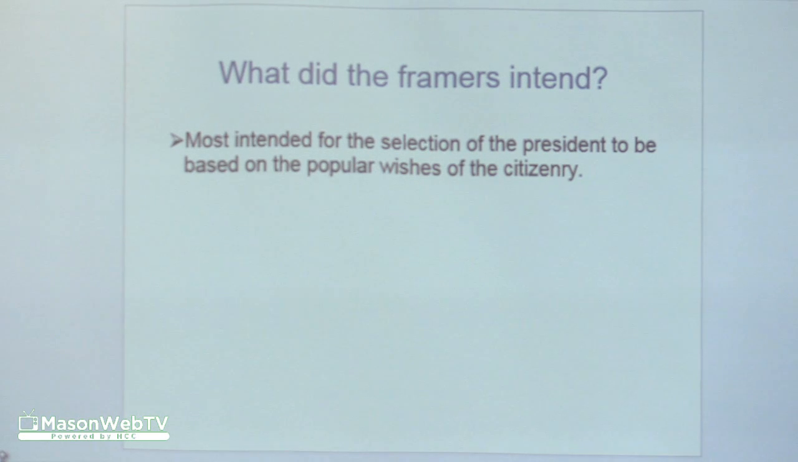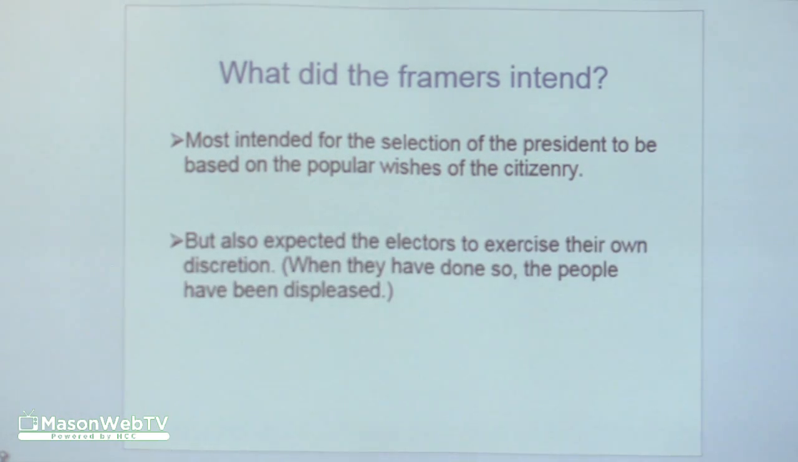Most of the framers did intend for the selection of the president to be based on the popular wishes of the citizenry, and the electoral system was an intermediary system to bridge the difficulties of distance and communication. And James Madison considered it to be the next best thing to direct selection. He said the president is indirectly derived from the choice of the people.